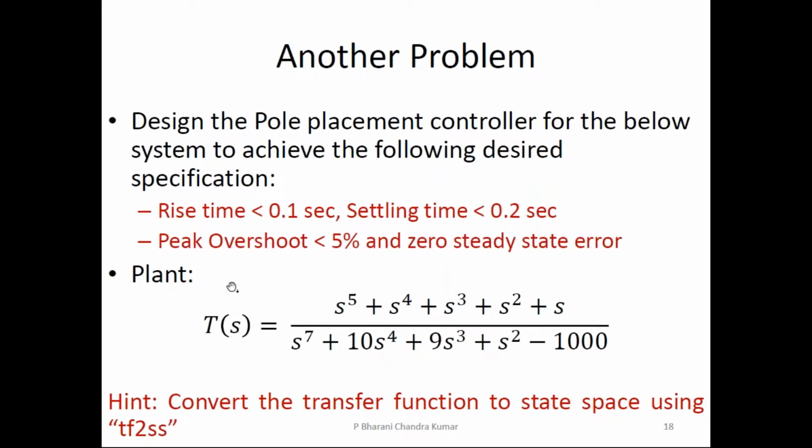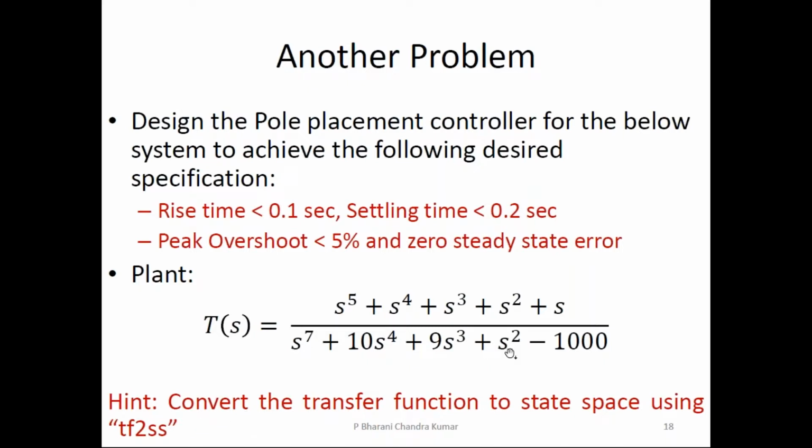But here I have not given you the state space model. I have given you the transfer function. It is a seventh order transfer function, with five zeros and 7 poles. So the first step in designing the pole placement controller is to convert it back to state space. I know that people are very good at doing things manually, but this is a very difficult one because it has 7 poles. You can write the controllable canonical form very easily, but I don't want you to do it manually. I want you to do it through MATLAB.